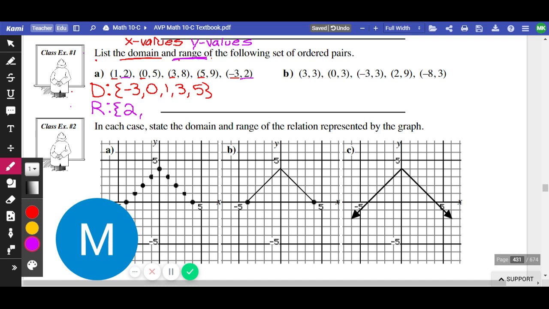The next highest possible y value is 5, then 8, then 9. And then I close it with a curly bracket. Try the second one. See if you can list the domain and range to the second set of ordered pairs we have over there.